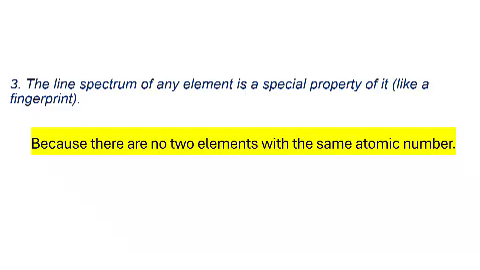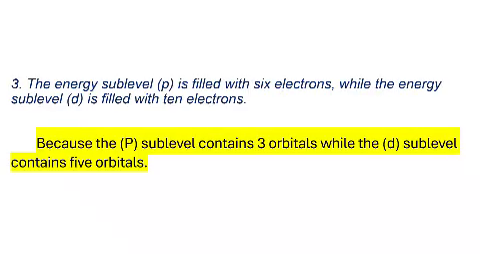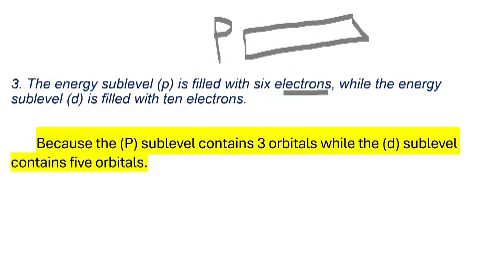Number three, the energy sublevel P is filled with 6 electrons. P sublevel contains how many orbitals? Do you remember? The P sublevel has how many orbitals يا شاطرين? P sublevel has 3 orbitals. And the full capacity for each orbital is 2 electrons. 2 multiply 3 equals 6 electrons, and this is the answer for our question.